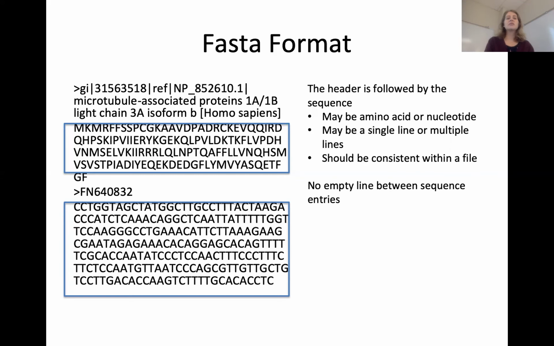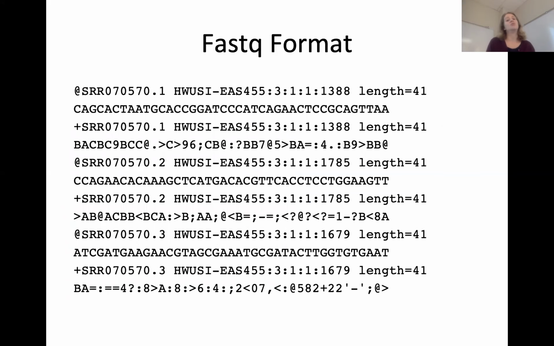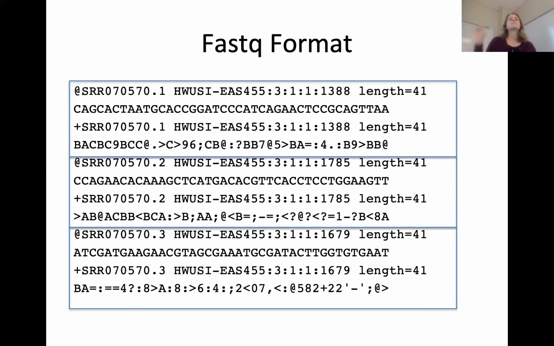This is a good bit simpler than this. This is FASTQ format. This is what you will traditionally get off of a sequencing instrument, from a sequencing facility or your own instrument. It's a little bit more complicated to look at, but to break it down, every sequence is in a 4-block set. So every 4 lines is a new sequence.